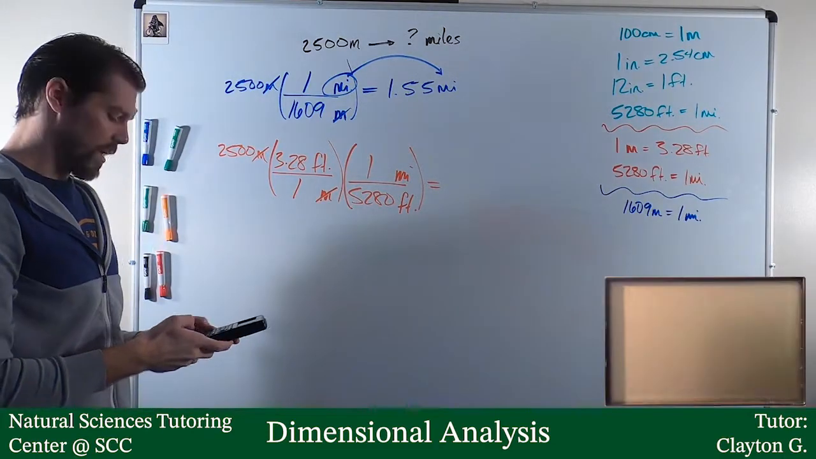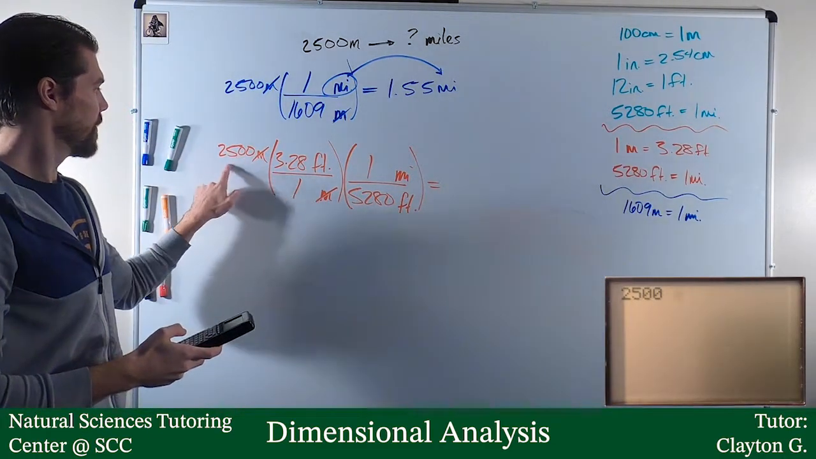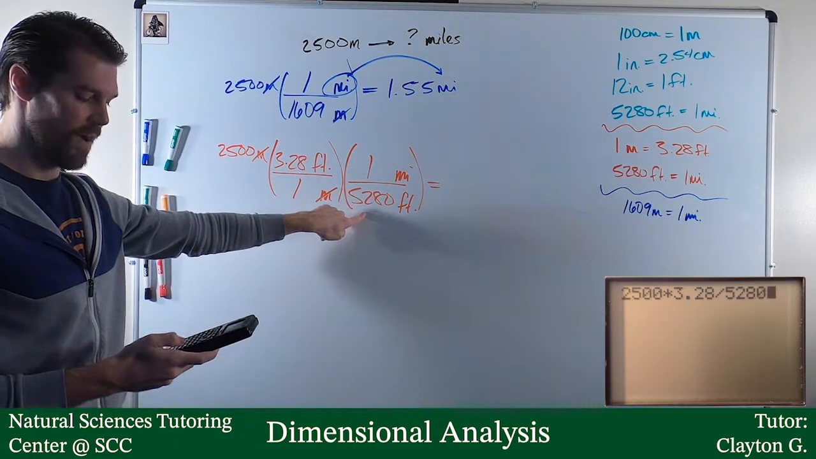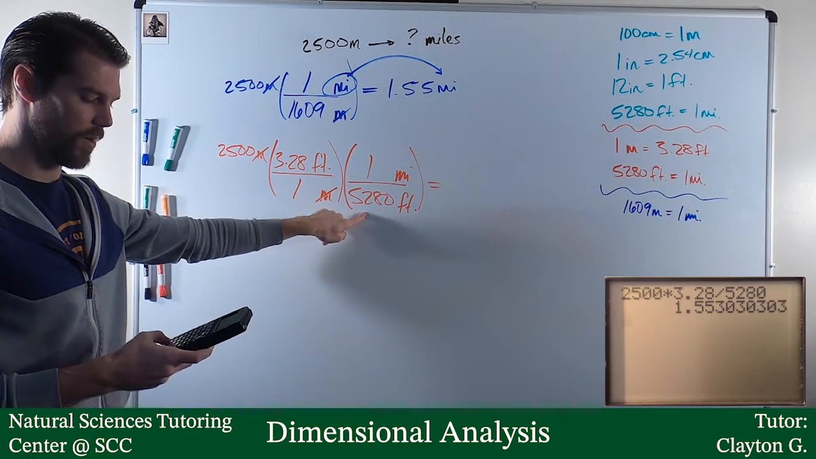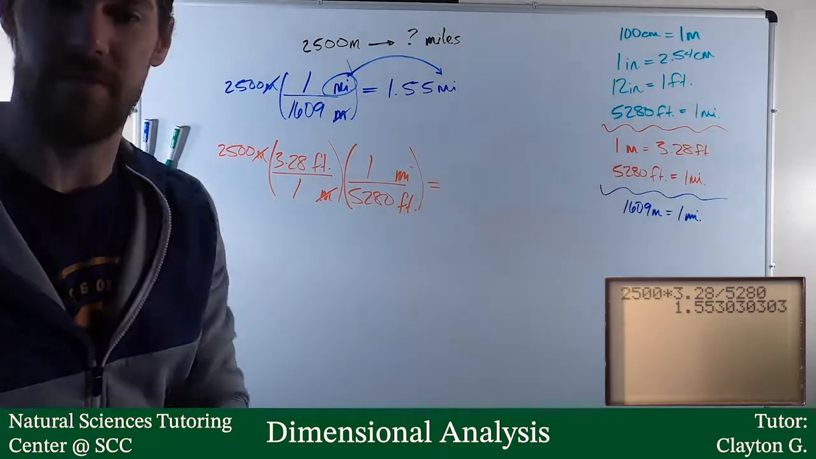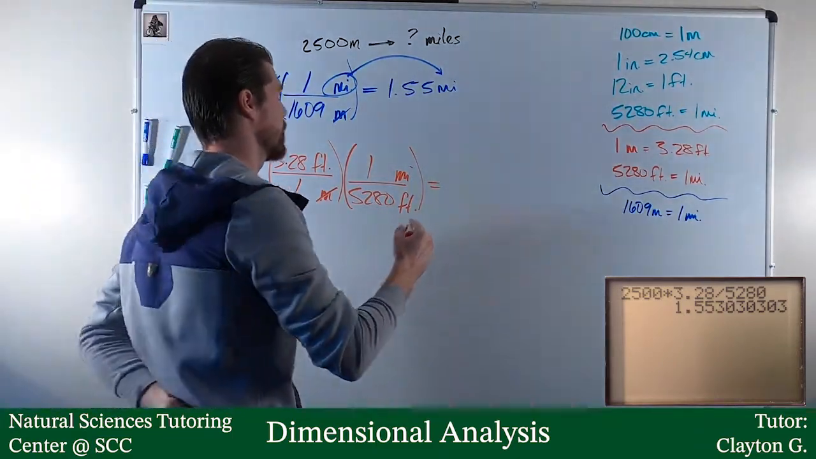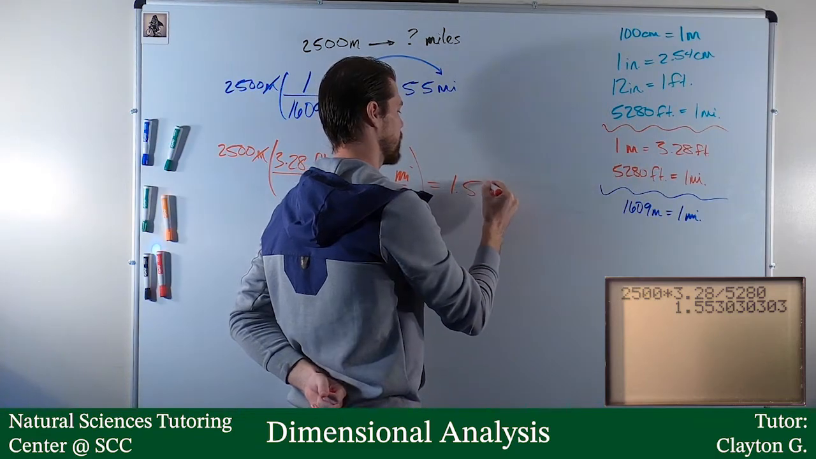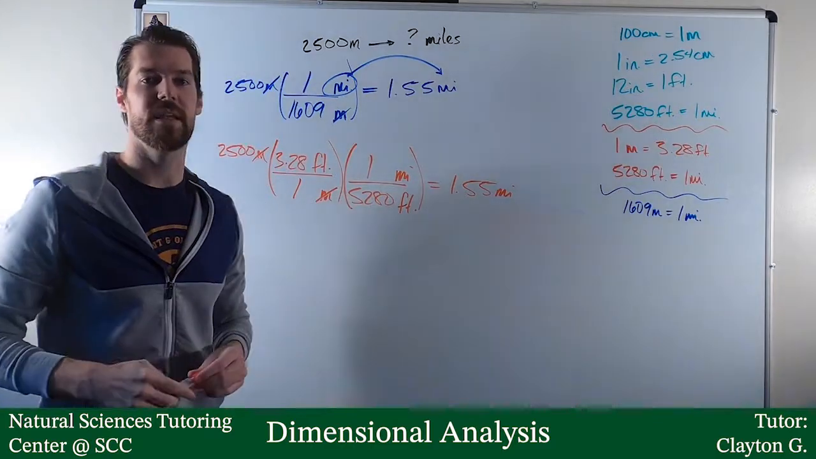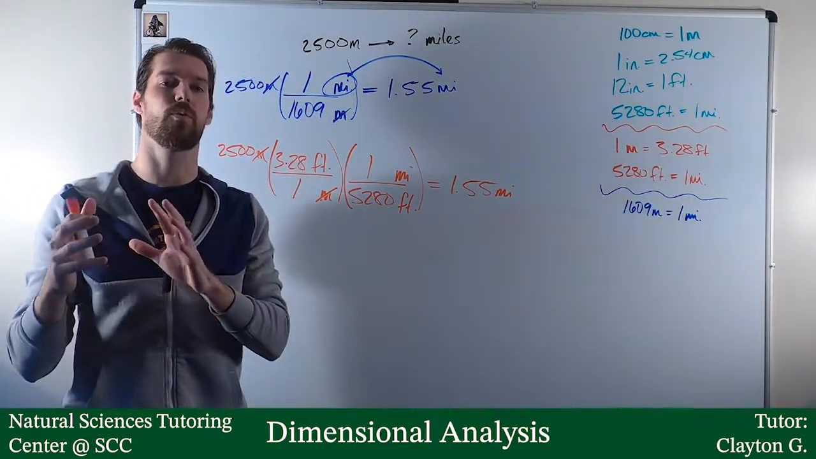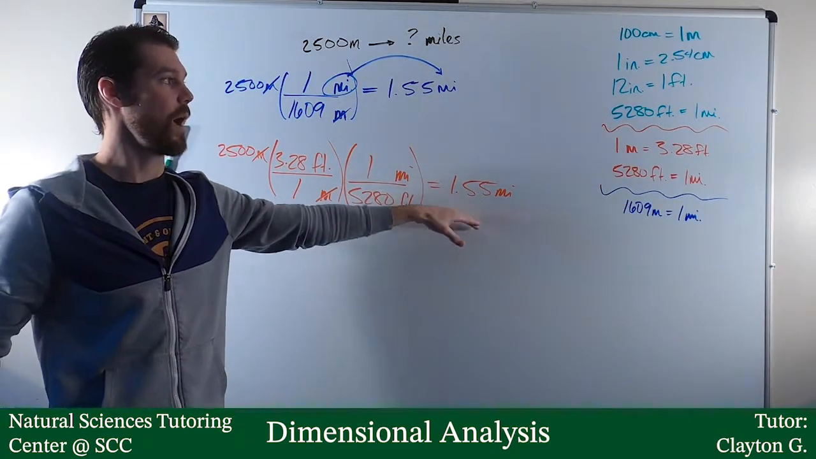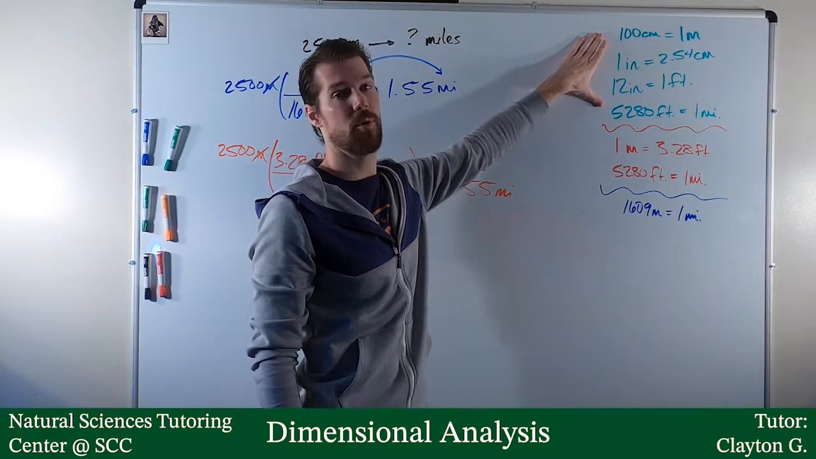And we will get 2,500, this is on the top, times 3.28 feet divided by 5,280 feet in a mile. And again, we get 1.55, as we should, because we used true statements. If we're using true statements, it doesn't matter how you get to where you want to go. As long as they're true, you're going to get the same number. I would argue that we're probably going to get the same number with all these.